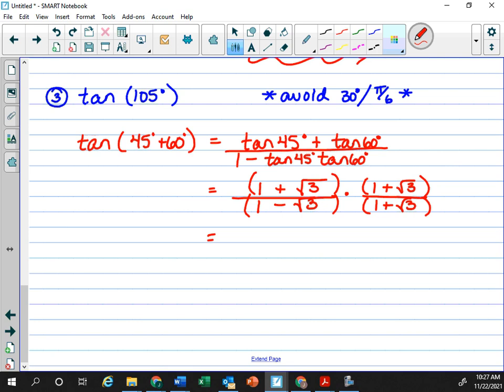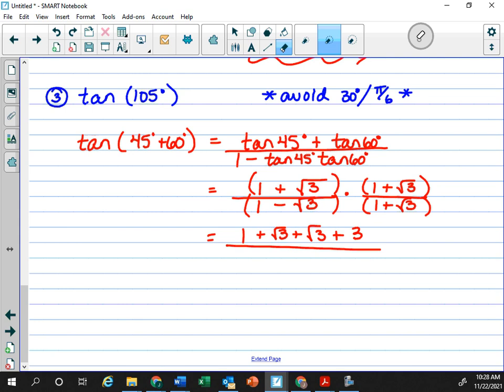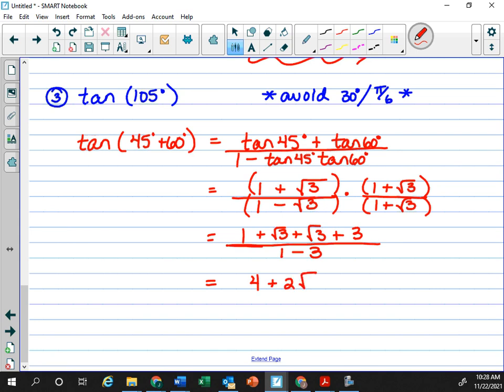You're just multiplying it out. So 1 times 1 is 1. Then I'd have plus root 3 plus root 3. I know you could do that in your head. And root 3 times root 3 is just 3. In the denominator, all I have is 1 minus 3. So I've got 4 plus 2 root 3 all over negative 2.